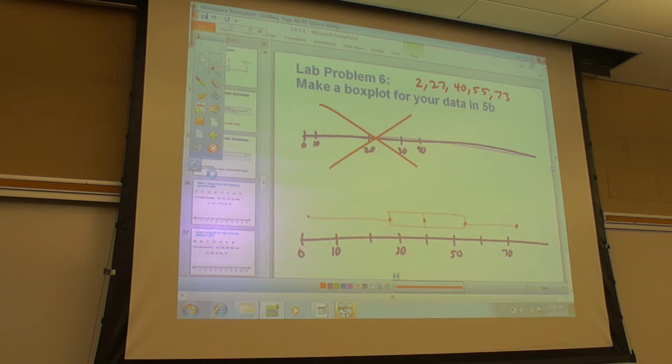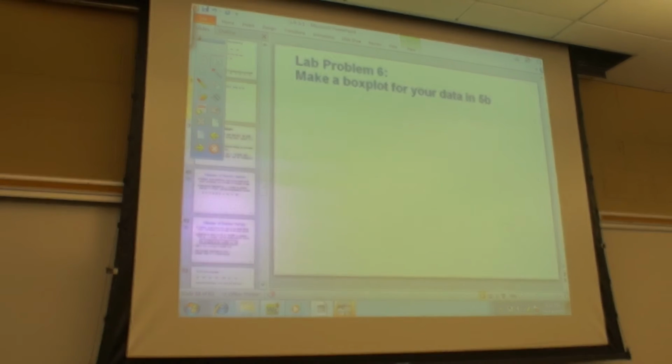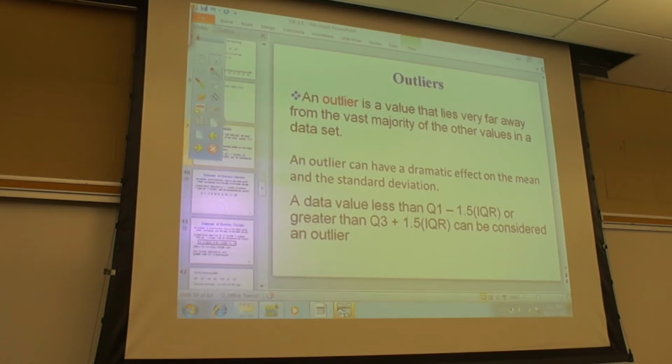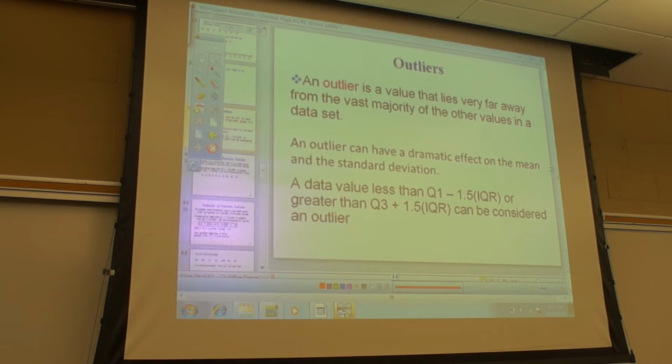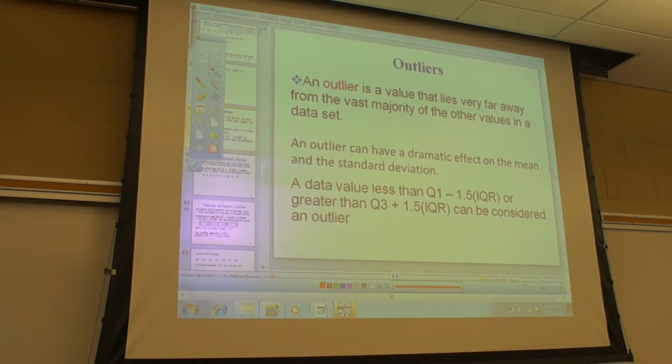So, did you guys have? No, you didn't. I think that's it. Oh, outliers. Yeah, outliers. Okay, so we talked about outliers once before. It's a number that's very, very far away from the other data values in a set. But there's an official definition of outlier.